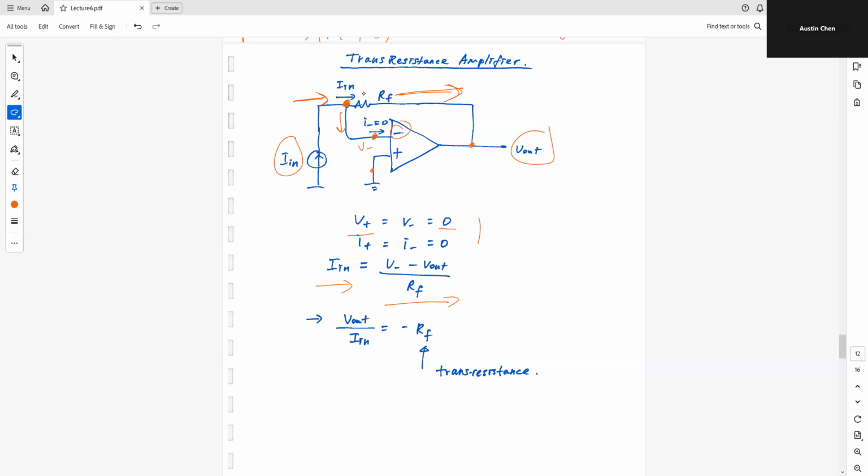So there's current going in, which is my I in, and this is equal to the current coming out of this node, which is V minus minus V out divided by RF. And therefore, since V minus is equal to 0, V out over I in is simply minus RF. So this is the transresistance amplifier. If I inject current in here, I can look at the voltage, and the amplification is based on this RF, the value of this resistor.